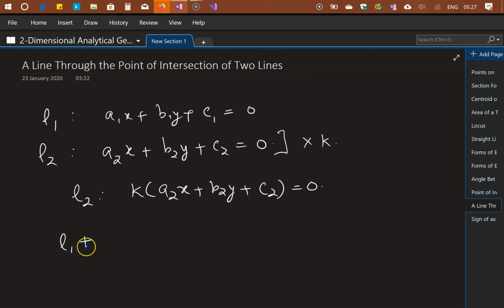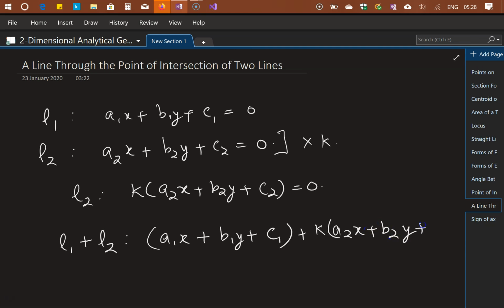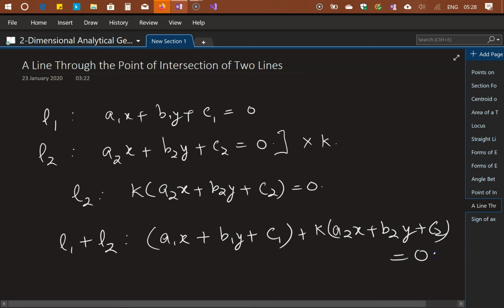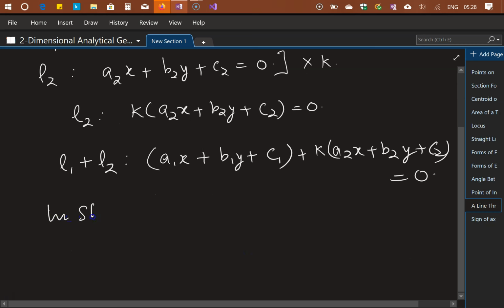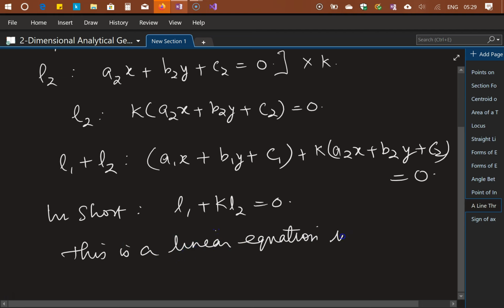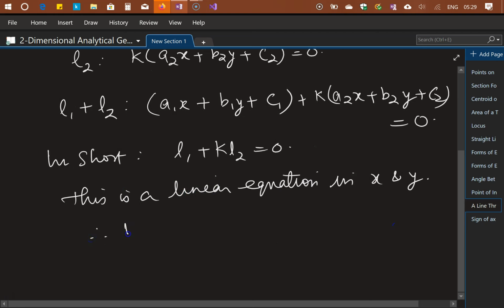Now let's add L1 and L2. We get A1x plus B1y plus C1 plus k times (A2x plus B2y plus C2) is equal to 0. So, in short, we can write it as L1 plus k L2 equal to 0. Now, this is a linear equation in x and y. So therefore it represents a line.